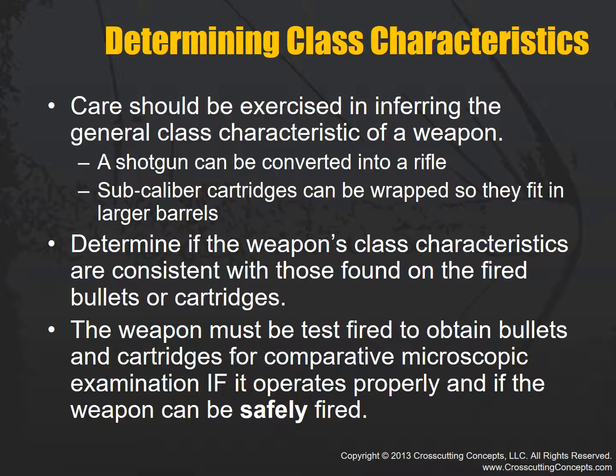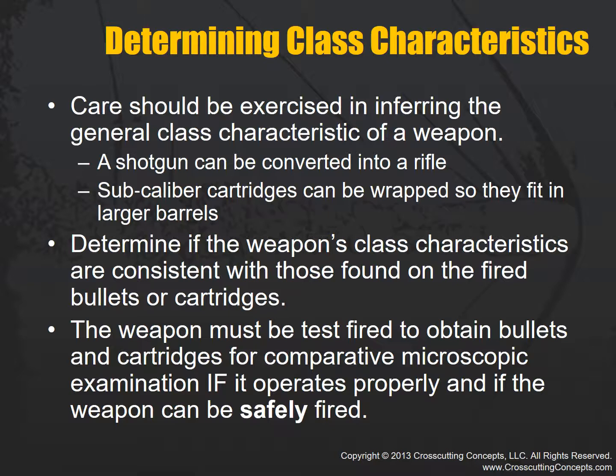You should take care in determining the general class characteristics because a shotgun can be converted into a rifle, and subcaliber cartridges can be wrapped so they fit in larger barrels. So you have to be very careful when you're determining the class characteristics. You also need to determine if the weapon's class characteristics are consistent with those found on the fired bullets.